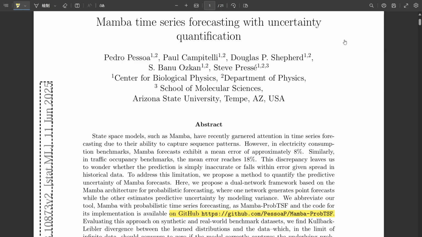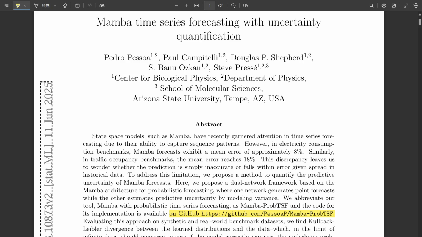We've seen Mamba models do great things for point forecasts, but they give you that one value. And when you hear about, say, an 8% mean error in electricity forecasts or maybe 18% in traffic, you're left wondering: is that just the model being a bit off, or is the data itself naturally spread out like that? Precisely. You need to disentangle model inaccuracy from inherent data variability. You need the bigger picture, not just the best guess.